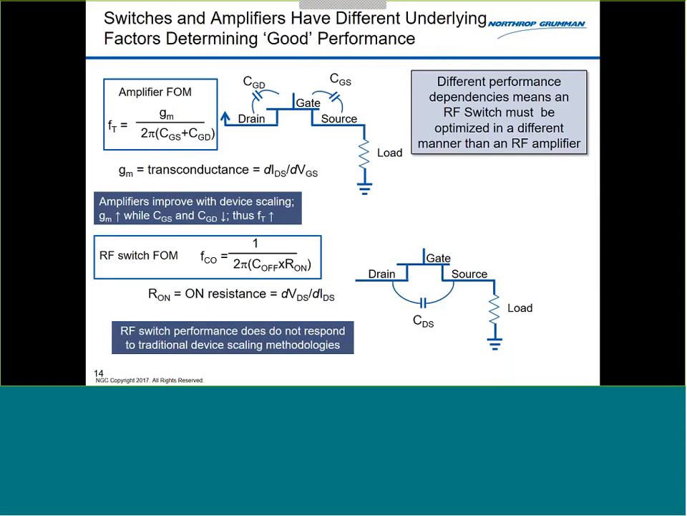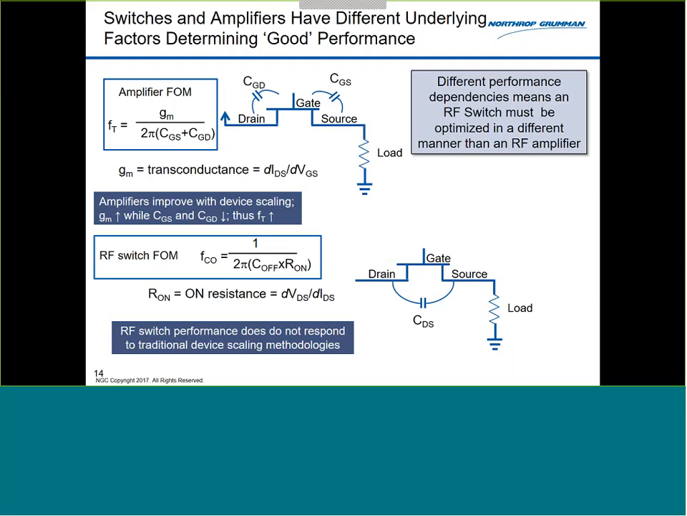And that's really important because what that means is that the capacitances that are going to govern that behavior are different. So with an amplifier, it's all about the CGD and CGS. So I show FT, but it's even more so if you look at FMAX, you look at the Miller capacitance.